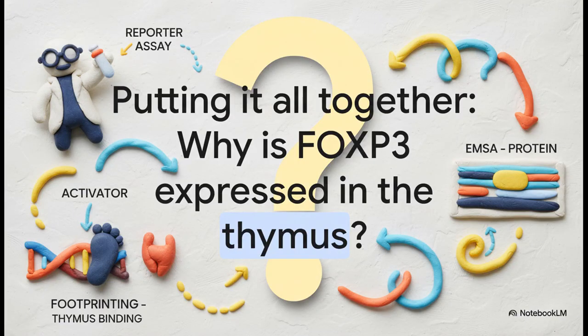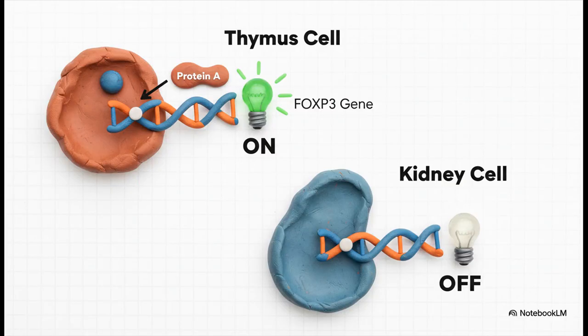All right, it's time to put it all together. Let's recap the evidence. The reporter assay told us there's an activator element. The footprinting showed us a factor that's only present in the thymus. And the EMSA identified protein A as the direct binder. So, what's the final story? And here is how you build that perfect, complete answer. You combine all 3 results into one conclusion.